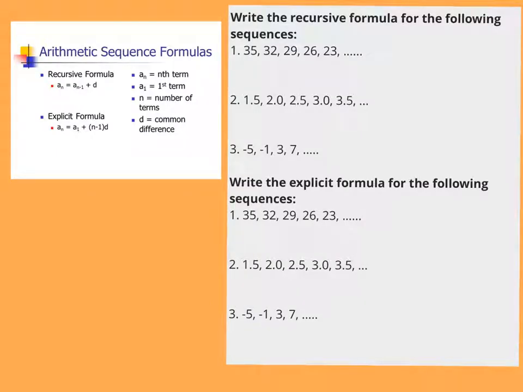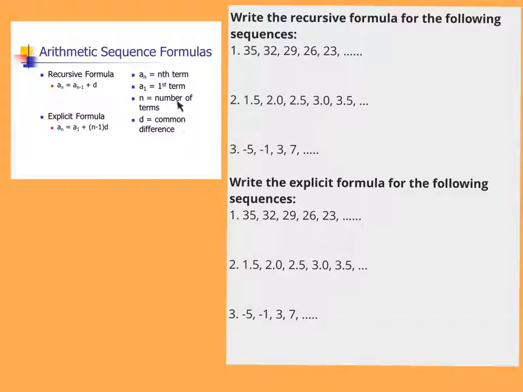So besides being able to determine whether a sequence is arithmetic, geometric, or neither, we're going to need to be able to generate the formulas for the sequences to help us solve problems down the road. For both geometric and arithmetic sequences, we have two formulas. We have a recursive formula, which helps us find the next couple of terms, and then we have the explicit formula, which will help us find terms way off from our sequence, so maybe 100 places out.